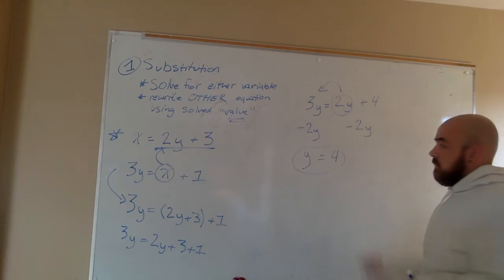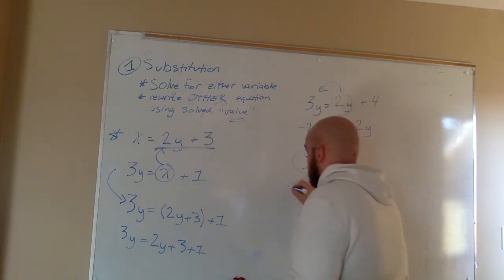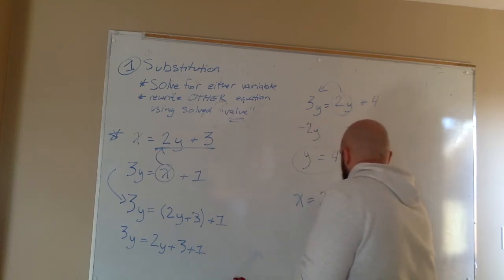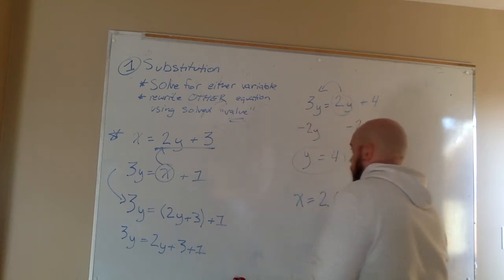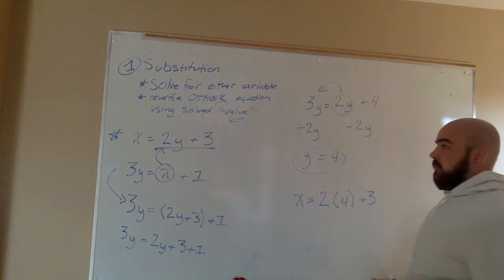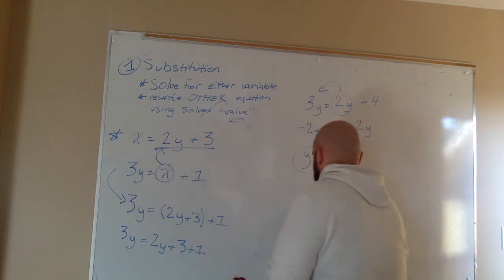So now that we've solved for y, we can take that y value and plug it into either equation and then solve for x just like we would any other equation. So we're going to use the first equation, x equals 2y plus 3, and we're going to substitute our value of 4 instead of the y. So our rewritten equation will look like this. x equals 2 times 4 plus 3.